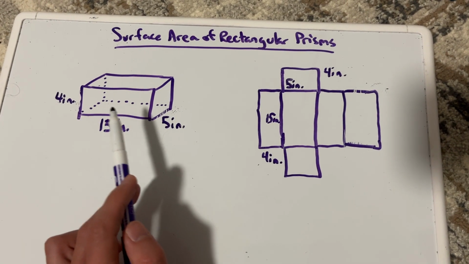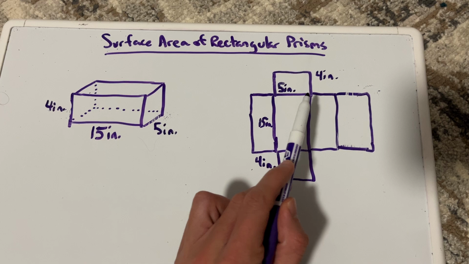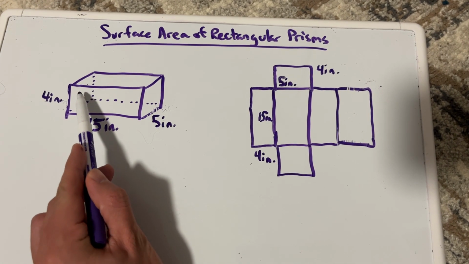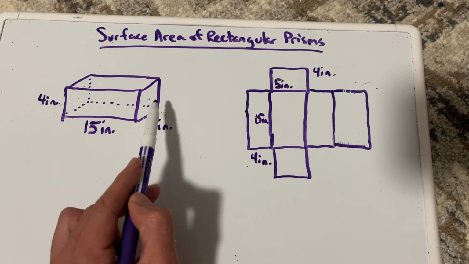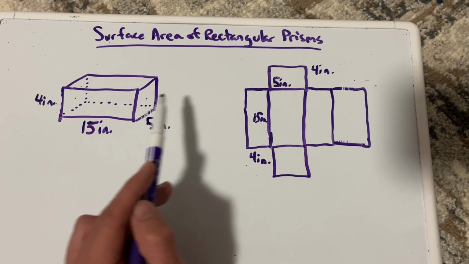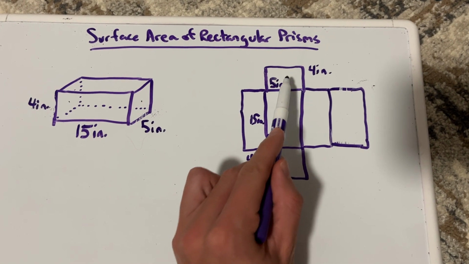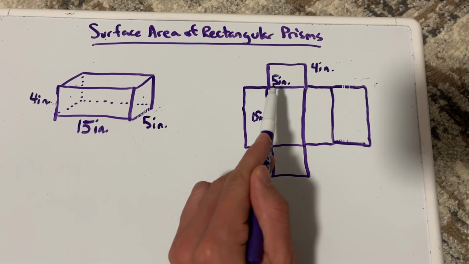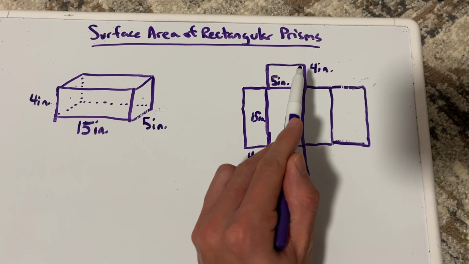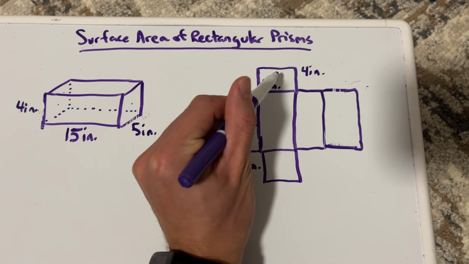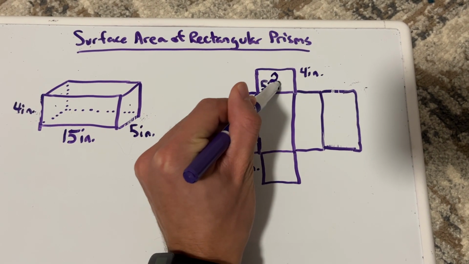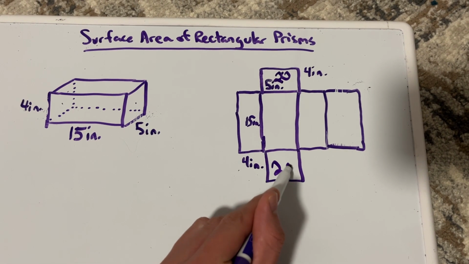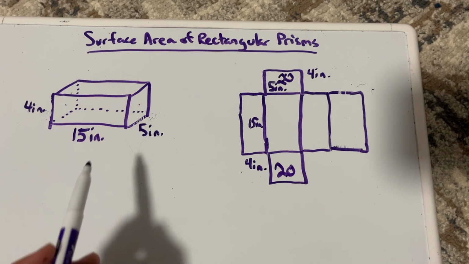So when I unfolded this, it is still going to be the length and width of these two sides right here and right here. These are my two sides. That means this side and this side are going to be the exact same. Since the length of it is 5 and the width is 4, that means the area of this is 20 and the area of this is also 20 because they are the same.